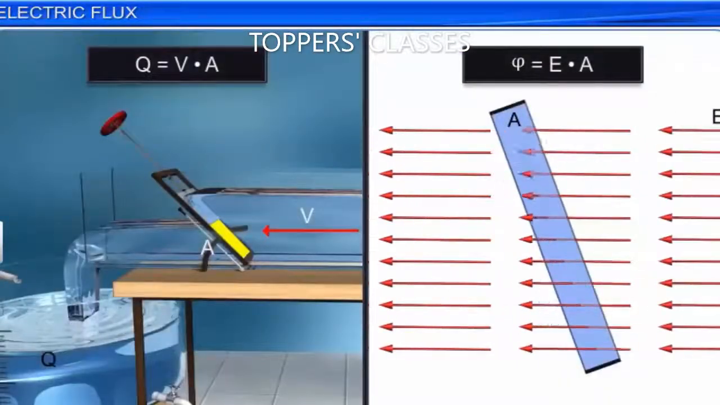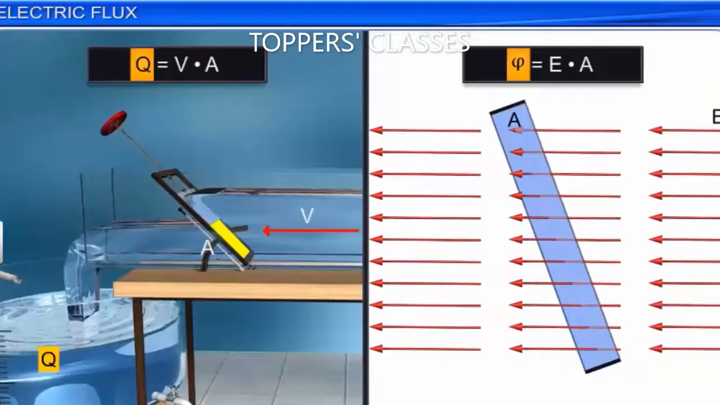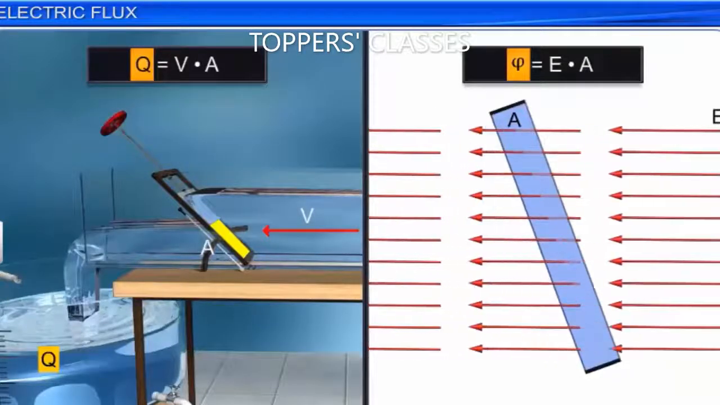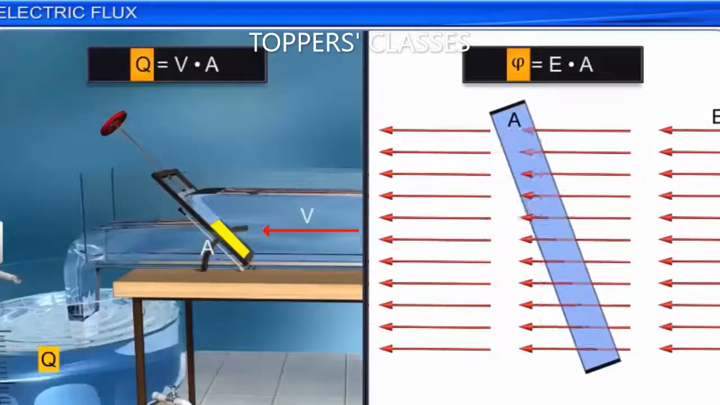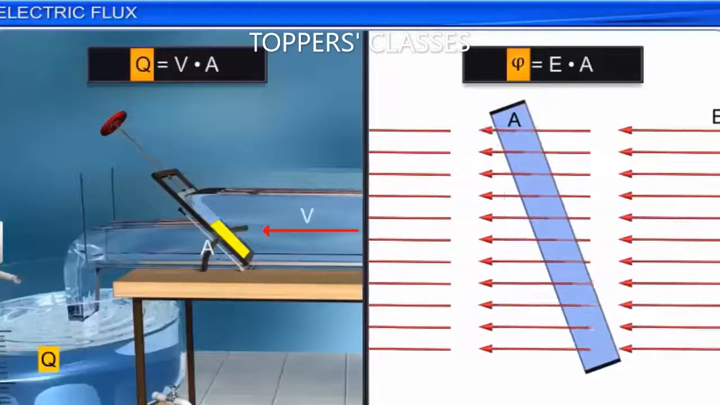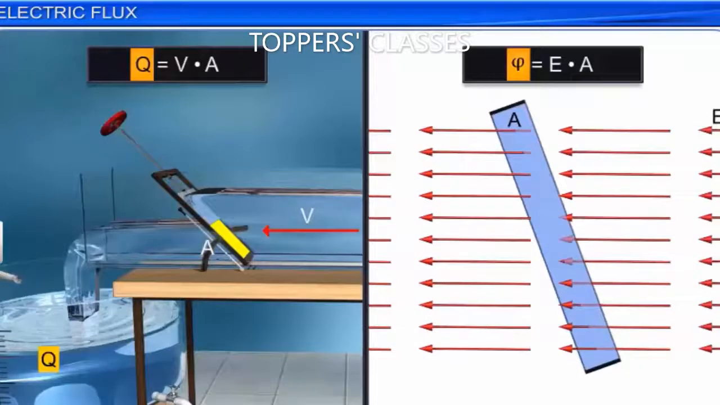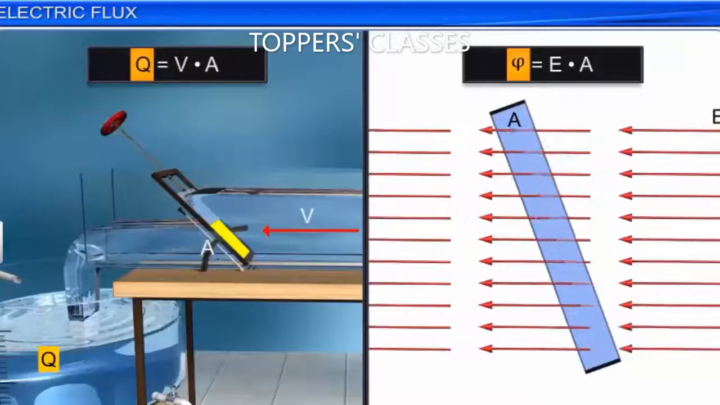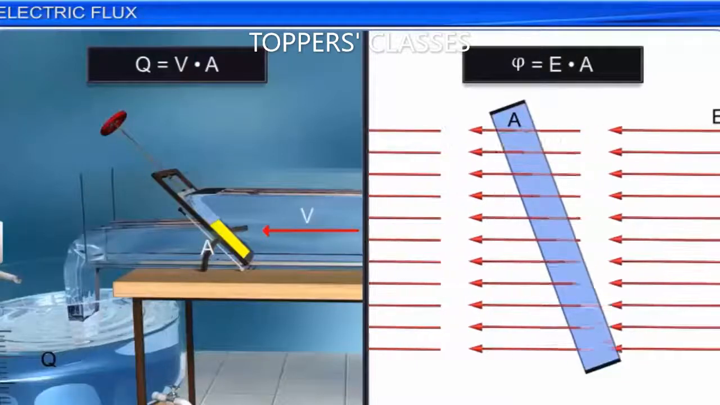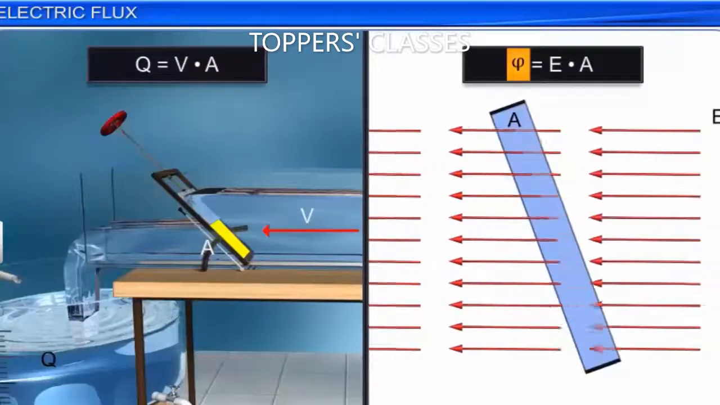Electric flux, phi, is analogous to Q of water. Like Q, phi is also a scalar quantity. However, unlike in Q, where there is flow of water, nothing flows in electric flux. There are only imaginary electric lines of force that cut across the area. Uniform electric field E is analogous to the velocity of water V. Mathematically, we can write the equation as phi is equal to the dot product of E and A.